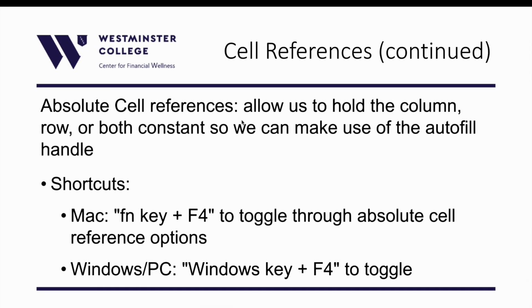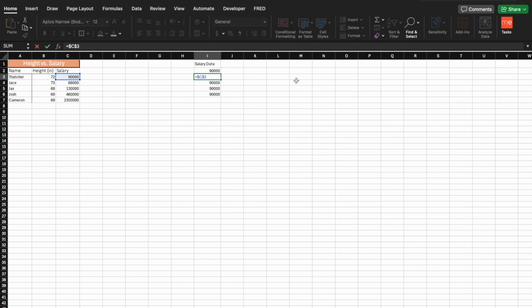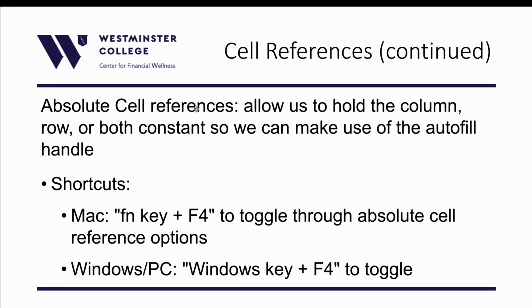There are some shortcuts, and hopefully you can see the usefulness of this right now. If I wanted this 90,000 to show up on each line, I can get it to stick there, and I don't have to reference it 5 different times. I just have to do it once.